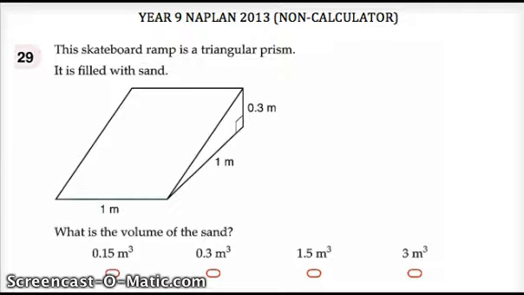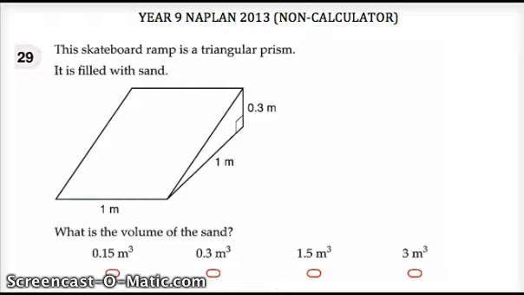Now question 29 of the 2013 non-calculator paper. This skateboard ramp is a triangular prism. Notice you've got the triangular shape here, and it's a prism because you can cut uniform cross sections of triangles all the way through this shape. It's filled with sand, and what is the volume of the sand? So you can pause the video and complete the question.